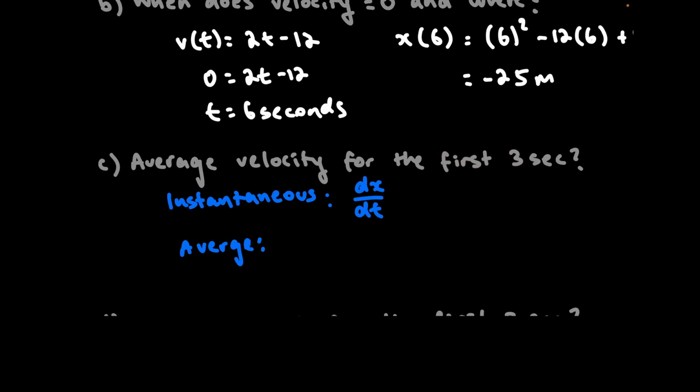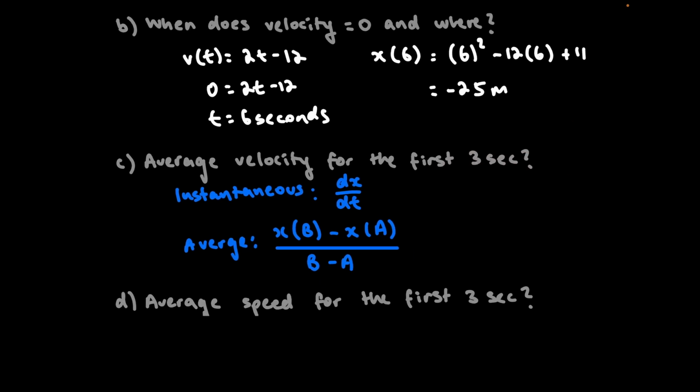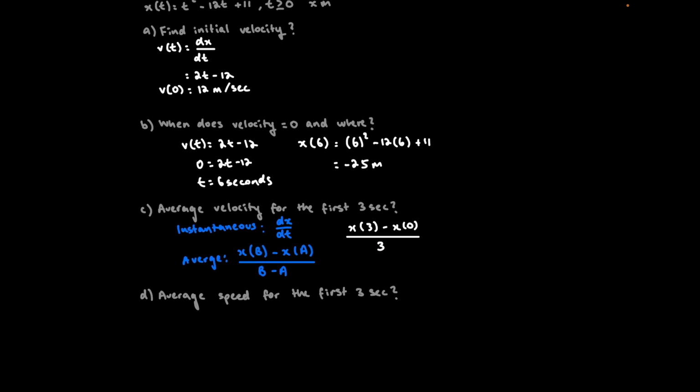What we can actually do for the average is take the final position minus the initial position, divided by the time it took to travel the 2. So B take A, where B and A are the times. If you want to work out the average velocity between the first 3 seconds, you work out the final position after 3 seconds, minus the initial position, and simply divide it by 3 seconds, because the distance traveled divided by 3 is the average distance traveled per second. So let us now work that out.